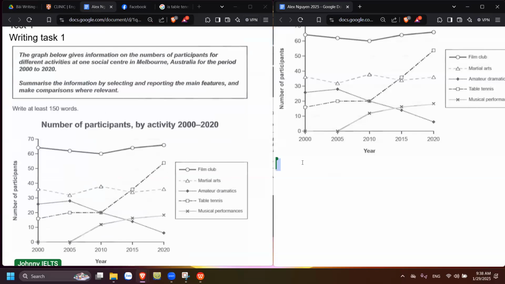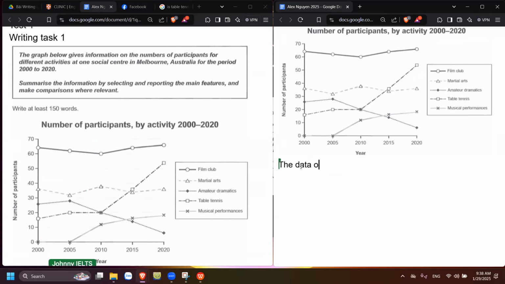Now, first, there are several ways to rephrase the essay title. You can just use different wording to rephrase it, or you can use passive voice. Like the graph below gives information on the number of something. I can just say the data of participants for various activities at one social center, which is basically the same as community center sometimes.